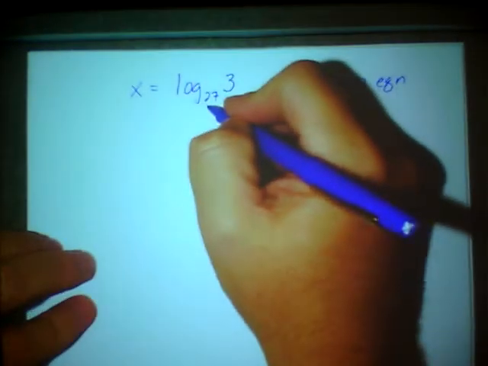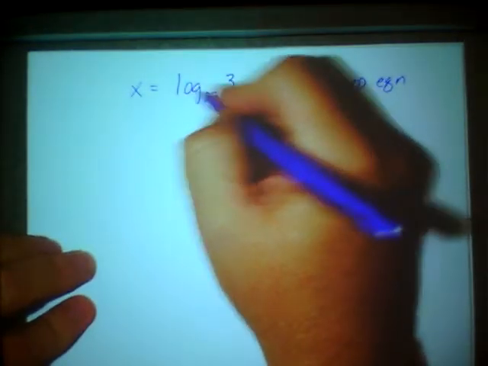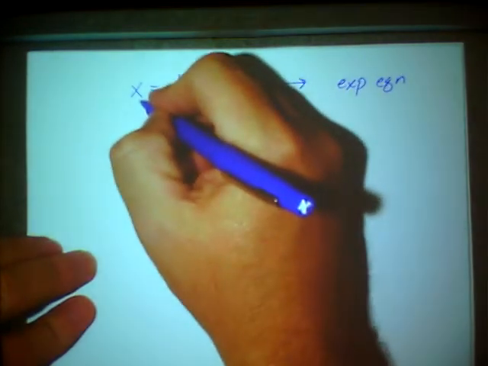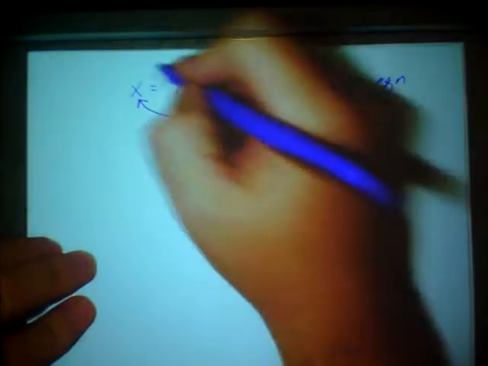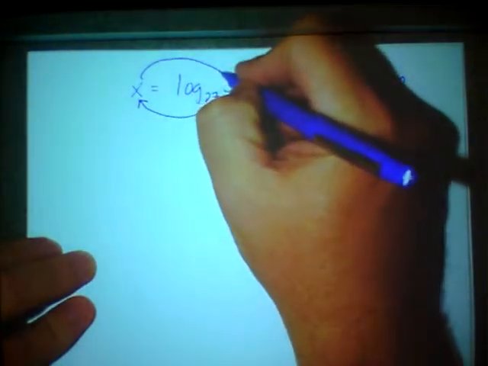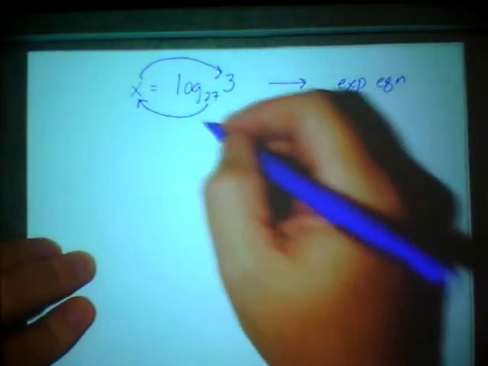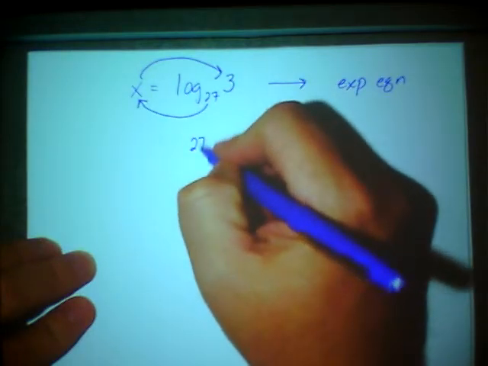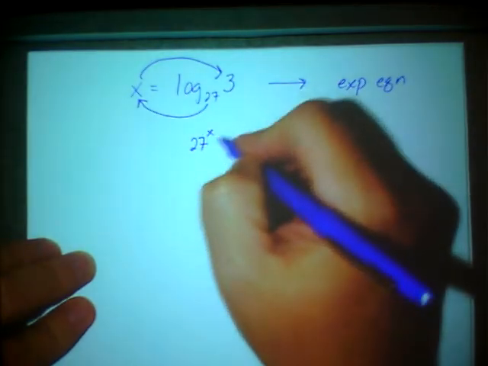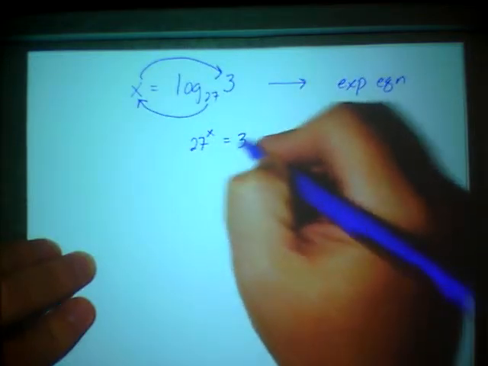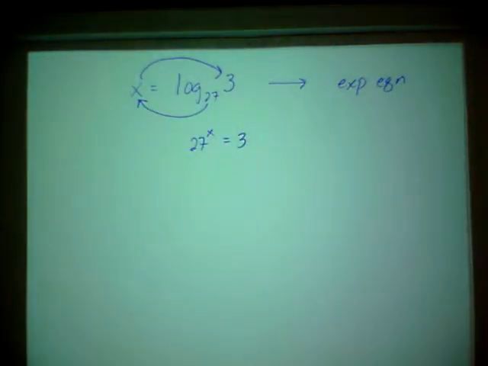And now I'm going to use my shortcut. In this case, you start with the base. Since it's written like this, you always go across the equal sign, and then you circle back around. So basically, to write this as an exponent, 27 to the x equals 3. Now here's where you have to have a little bit of a feel for exponents, because now we're saying, what is x going to be to make this equation true?